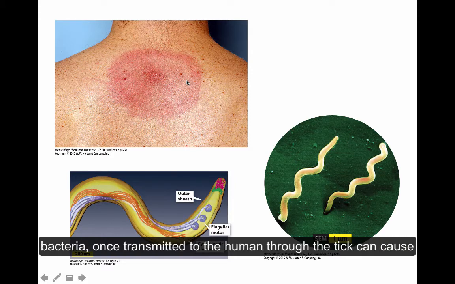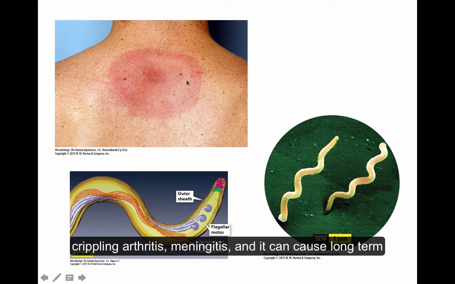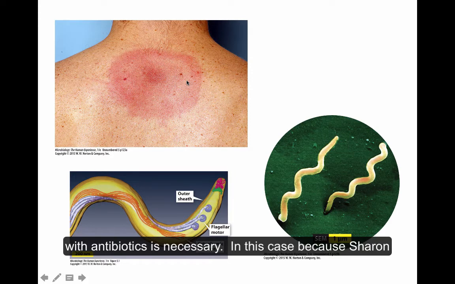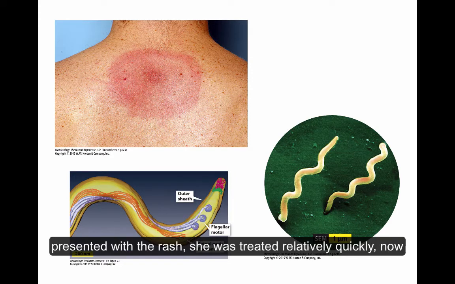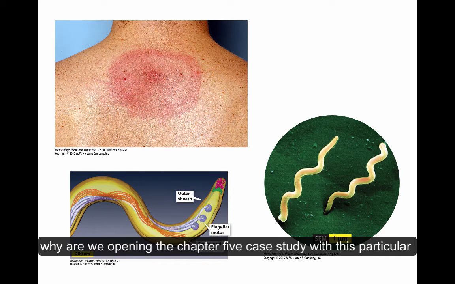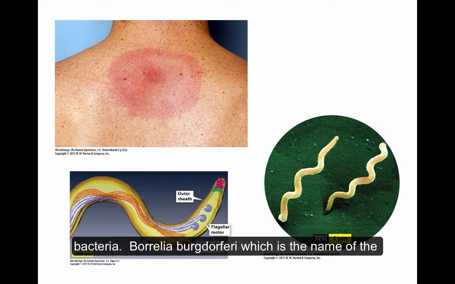This particular bacteria, once transmitted to the human through the tick, can cause crippling arthritis, it can cause meningitis, and can cause long-term chronic problems. So early identification and treatment with antibiotics is necessary. In this case, because Sharon presented with the rash, she was treated relatively quickly. Now, why are we opening the Chapter 5 case study with this particular bacteria?